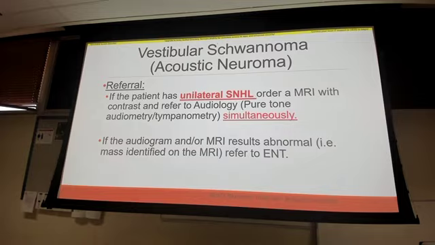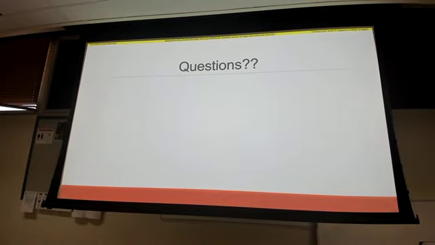All right, just highlighting again on that referral process: referring to get the MRI, audiology simultaneously, and then if the MRI is abnormal, then we refer to ENT. Any questions on what we covered so far?